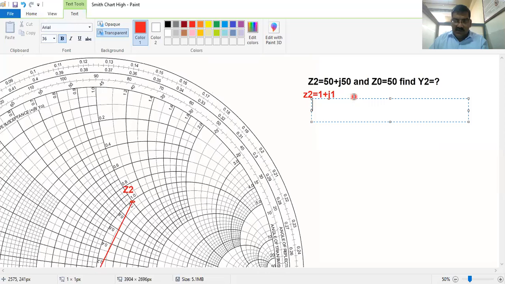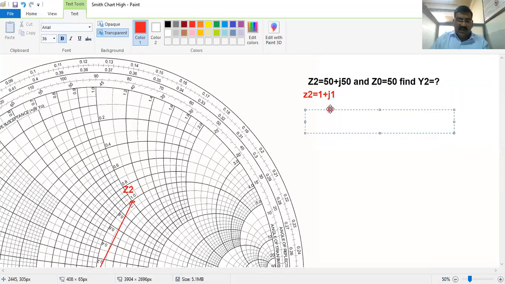Here Y2 equals how much did I get? Y2 equals 0.5. Now it is downward, whether it is plus or minus? Yes, it is minus. So minus j, yes, correct. Minus j 0.5. Okay, so this much I got.